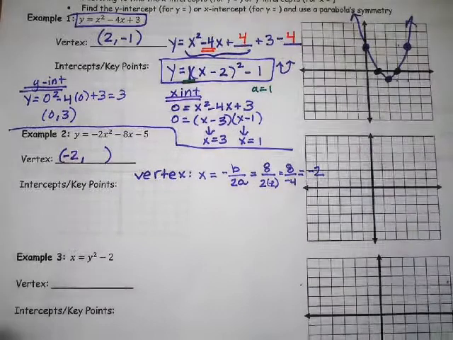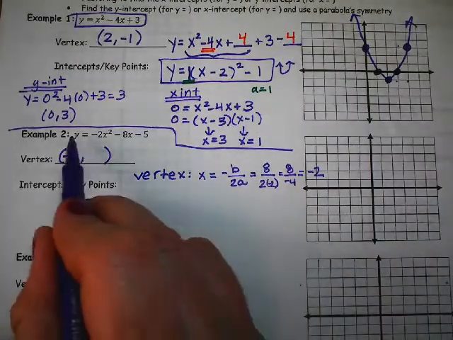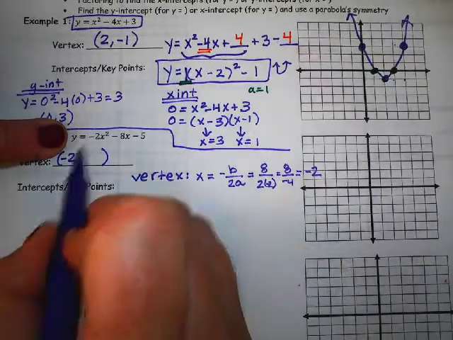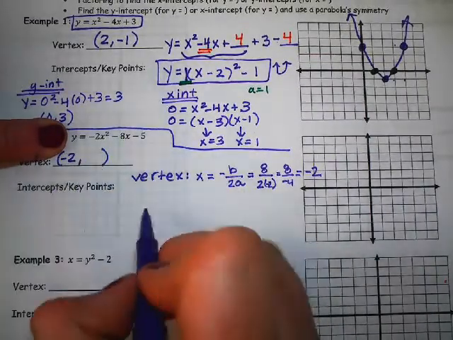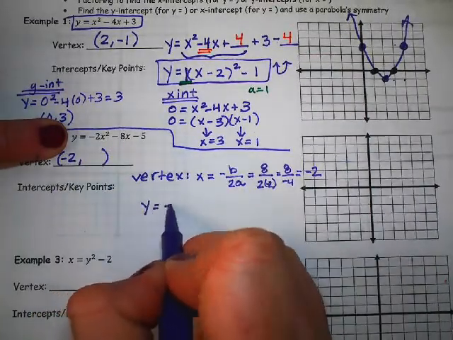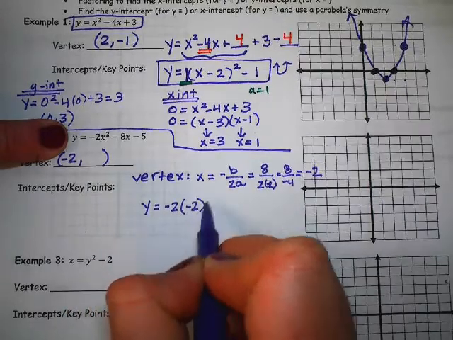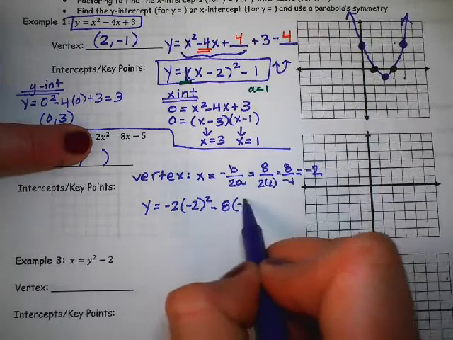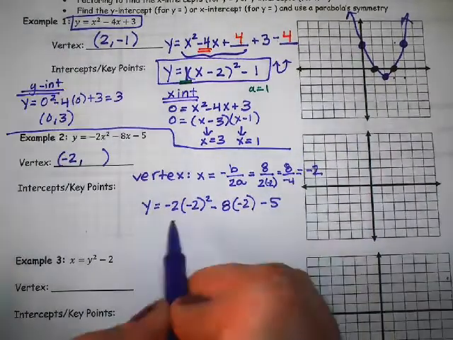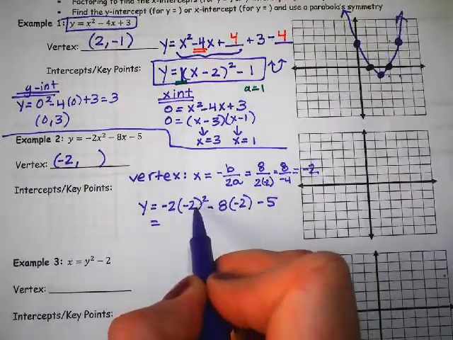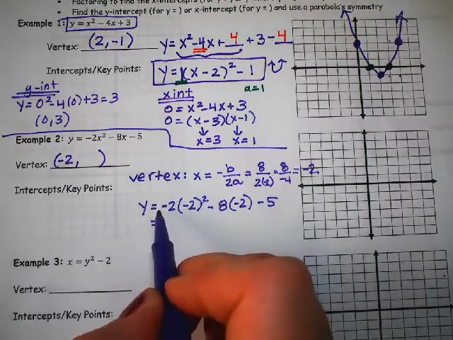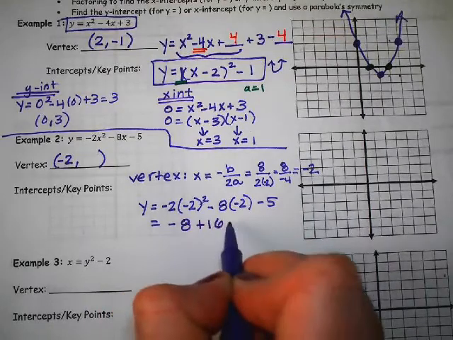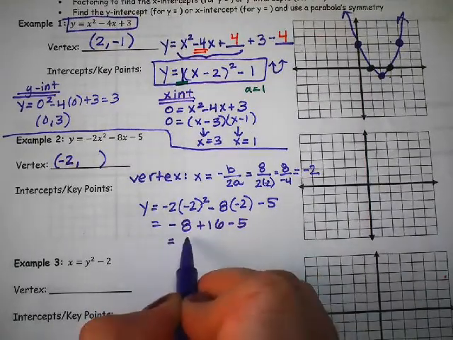For the y-coordinate of the vertex, I need to go into my equation and find what y is when x is negative 2. So y is negative 2 times negative 2 squared minus 8 times negative 2 minus 5. Negative 2 squared is 4. 4 times negative 2 is negative 8. Plus 16 minus 5. Just keep simplifying.